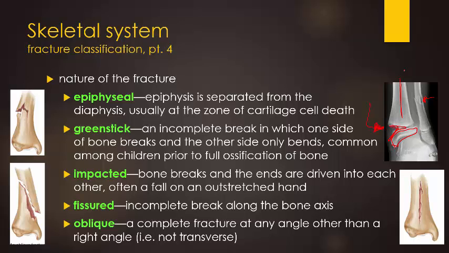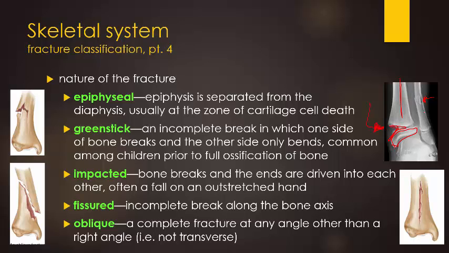It usually happens there at the zone of cartilage death, as the cartilage is weakening, but it hasn't become ossified yet by those bone processes where the epiphyseal growth plate is growing. So in the zone of cartilage death, at the growth plate, is usually where these epiphyseal fractures occur.